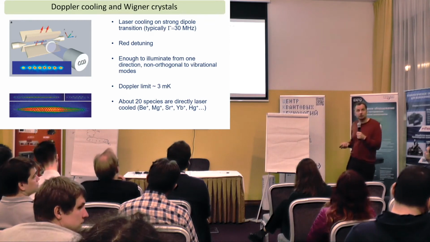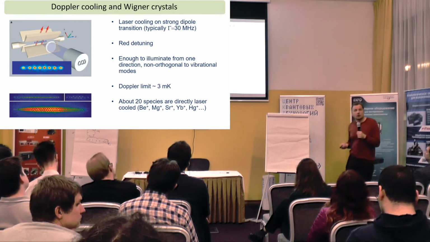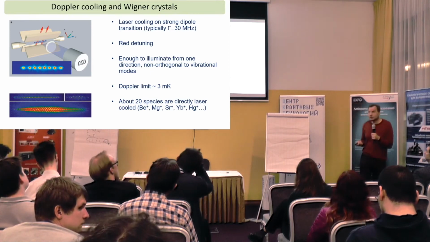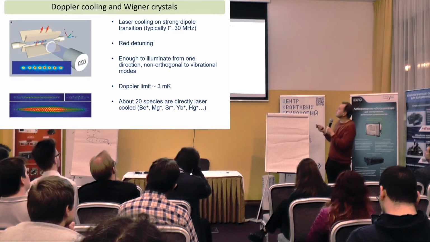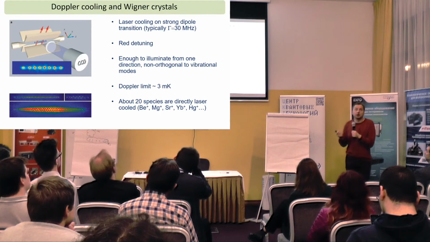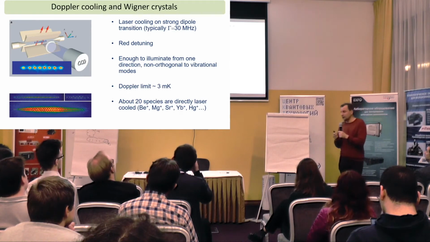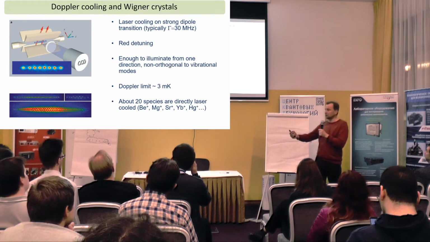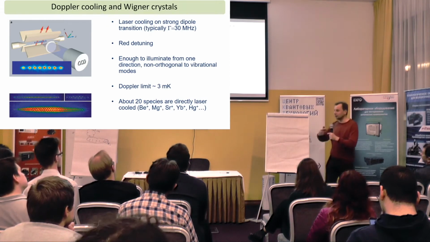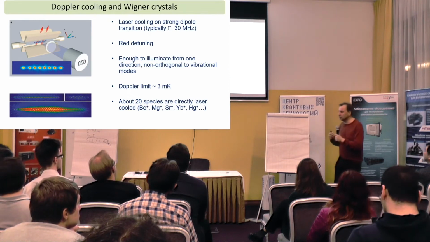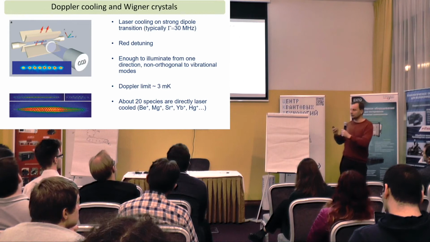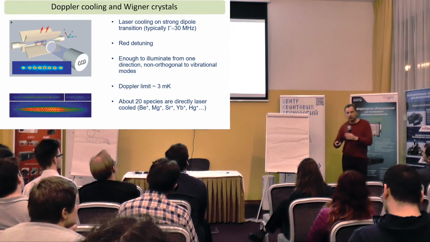You do Doppler cooling, so you take a laser which is red detuned from a strong resonance. You illuminate ions and just wait. Then because of the Doppler shift, you convert kinetic energy into excess energy of the spontaneous photon, and you go down and down in temperature. Then you reach the balance between the heating because of spontaneous emission and cooling, and typically you end up with temperatures of 3 millikelvin.